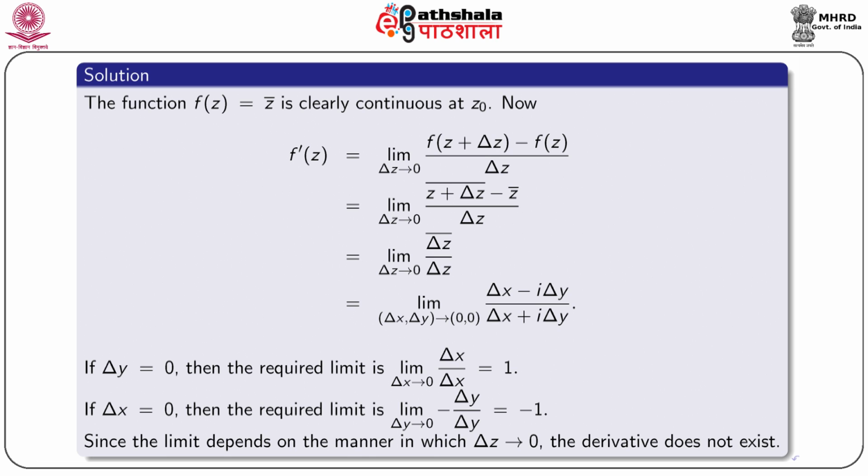So, from this we see that if del y is 0, then the required limit f'(z) is equal to the limit as del x tends to 0 of del x by del x, which is equal to 1. On the other hand, if del x equals 0, then the required limit f'(z) is equal to the limit as del y tends to 0 of minus del y by del y, which gives minus 1. Since the limit depends on the manner in which del z tends to 0, the derivative does not exist.